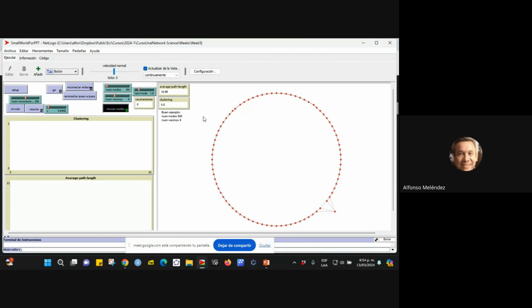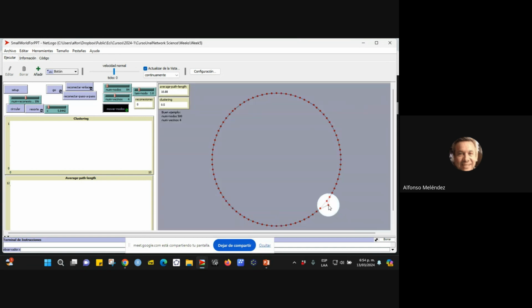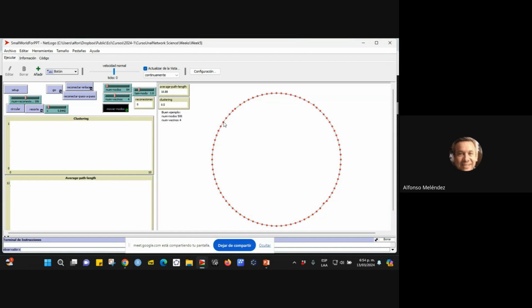Watts and Strogatz, remember in the video, Watts and Strogatz want to find networks with high clustering but low average path length. So what was the idea? This network has high clustering. How can I reduce the path length? And the idea was the following.